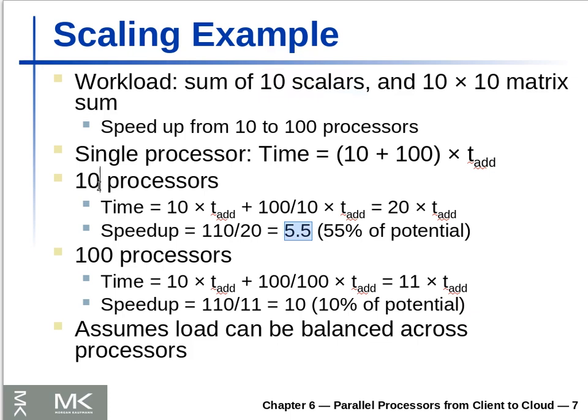Well, if it scaled completely, it would have been a speed up of 10, but the problem is only the 100 is the part that's parallelizable, not the 10. So that's what limited it to a 5.5 speed up. Well, let's throw 100 processors at it. Let's just say that those 100 operations in the 10 by 10 matrix got done perfectly in parallel. That'd be 11. 110 over 11 is a speed up of 10, not 100.